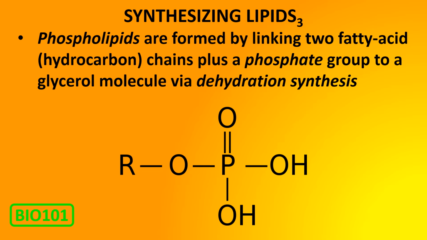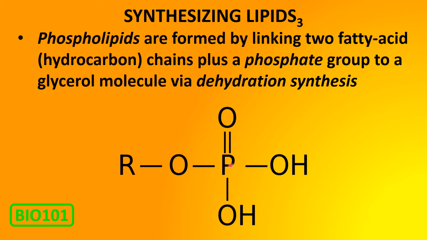So another example of lipid is the phospholipid. By definition, it's a fatty acid chain with a phospho, meaning phosphate group attached. So phospholipids are formed by linking 2 fatty acids, which is your hydrocarbon chains, plus a phosphate group to, once again, a glycerol molecule. How do you hook them together? How do you synthesize anything in organic systems? Dehydration synthesis. Remove water.